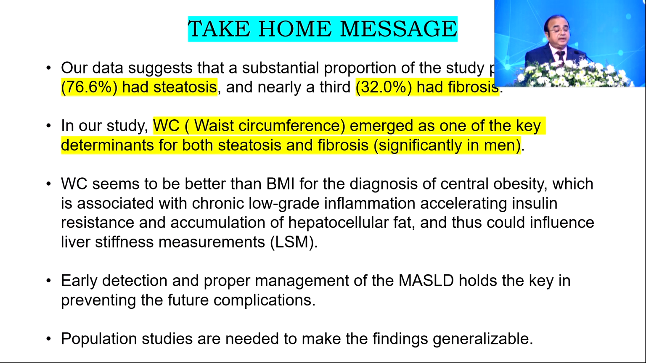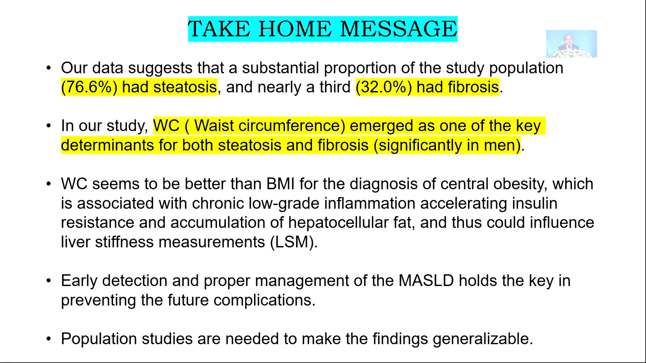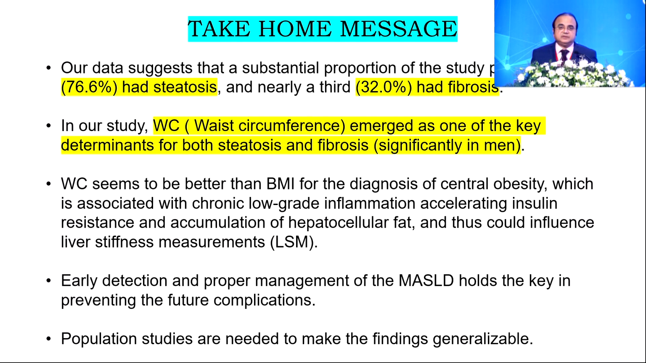So what could be the take-home message? Our data suggests that a substantial proportion of the study population has steatosis and nearly a third had fibrosis. Waist circumference is a very simple tool; we can measure it with a simple non-stretchable tape, and it has emerged as one of the key determinants for both steatosis as well as fibrosis. And the reason why waist circumference, and not BMI, showed the stronger association could be that it is a measurement of central obesity.